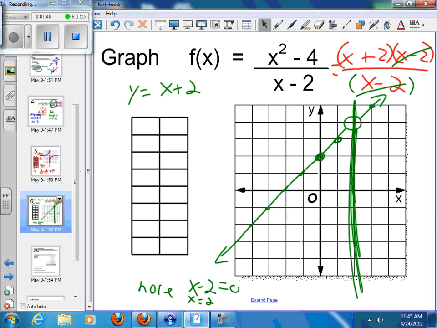To test our points, to make sure I'm doing this right, we've got our x and we've got our y. So what happens at 0? Well, if I fill 0 into my original function, that's going to be 0 squared minus 4, which is a minus 4, and 0 minus 2 is minus 2. That's going to make it 2. Okay? That works out well. If I fill in a 1, 1 squared is 1, minus 4 is a negative 3, and 1 minus 2 is a negative 1. So you get a positive 3 because 2 negatives make a positive. And there I am at 3. So that worked.